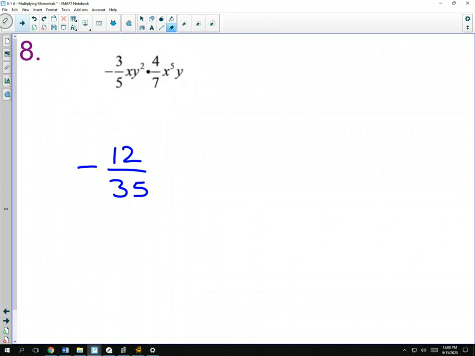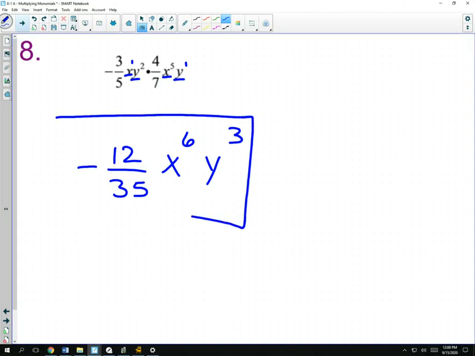Now our common bases, x's, you have x to the 1st and x to the 5th. With common bases, when you multiply monomials, you add the exponents, so then you get x raised to the 6th power. And the same is true with common bases of y. You add the exponents. 2 plus 1 is y raised to the 3rd power. So this is the correct answer for question number 8.